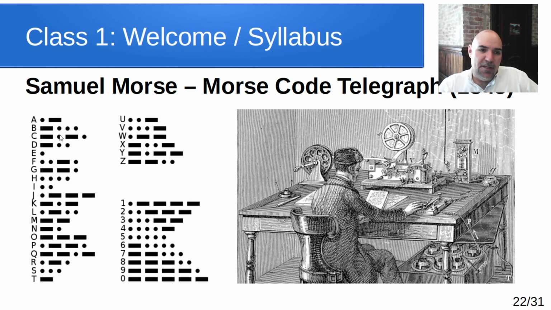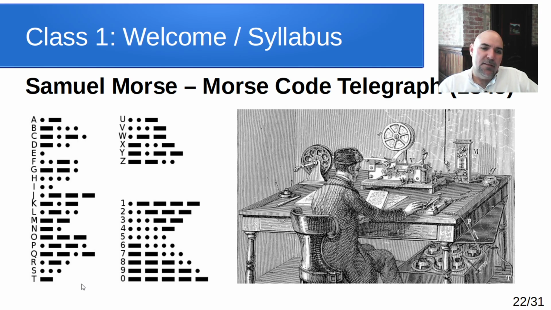All right, so here are the letters A through Z. Here are the digits 0 through 9. So in other words, A is dot dash, B is dash dot dot dot, C is dash dot dash dot, E is just a dot. And he did put some thought into this and made the more common letters the shorter symbols. So E, notice, is just one symbol. T is only one symbol. So those are the two most common letters.